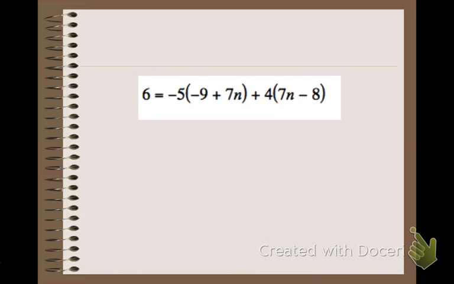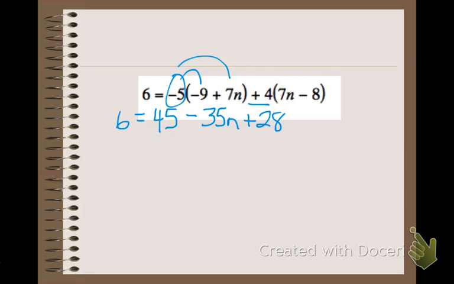One last question here, and then it will be time for you to practice. Again, make sure you are taking your notes here. Distributing a negative 5. Negative 5 times negative 9 is positive 45 minus 35n. Distributing a positive this time. Plus 28n. Positive times negative is negative. 8 times 4 is 32.